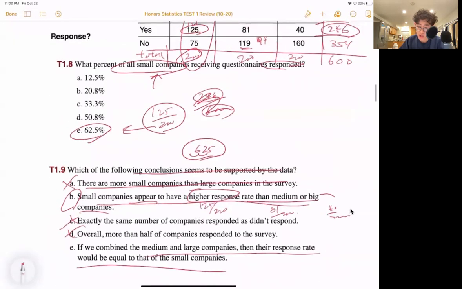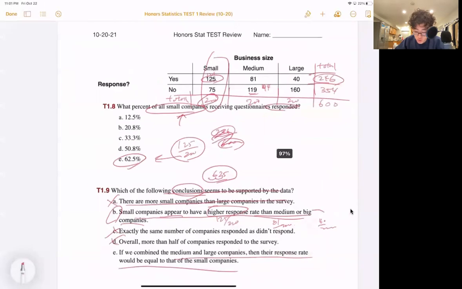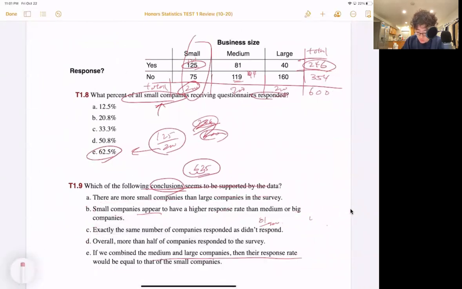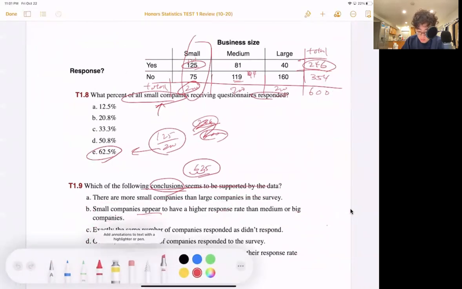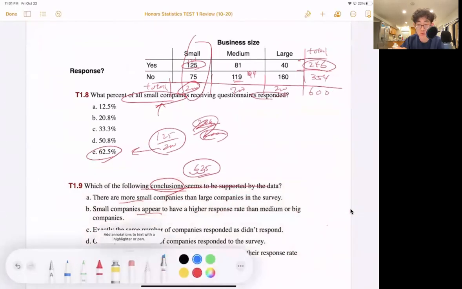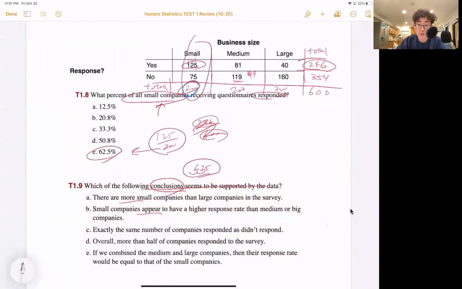Next question. Which of the following conclusions seems to be supported by the data? These are the types of questions I asked you guys to do. In most cases, I like to hear the stories behind these numbers. To understand this, you need to go through every single option. There are more small companies than large companies in the survey. I've already found the total number. I have 200 small companies versus 200 large companies. No, they have an equal amount of companies. Makes no sense.